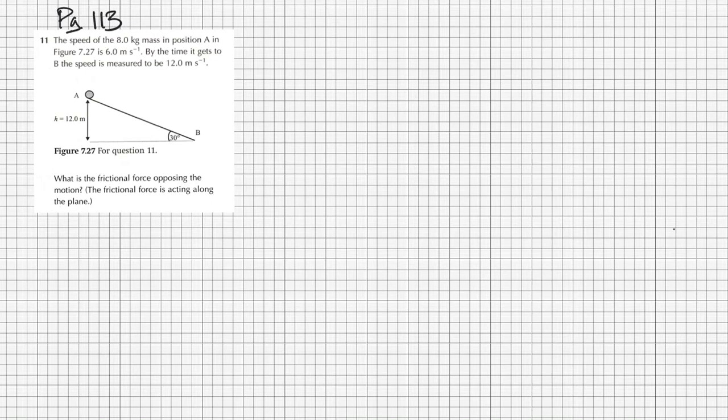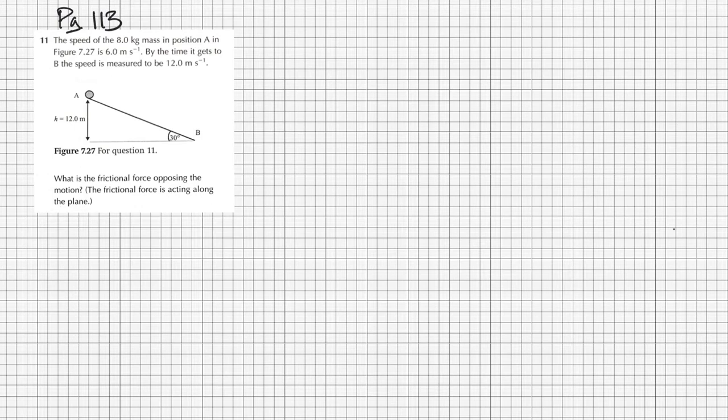All right, question number 11 says the speed of an 8 kilogram mass at position A is 6 meters per second. So it's going to be traveling down this way at 6 meters per second. By the time it gets to position B, it actually has increased its speed to 12 meters per second. And it asks, what is the frictional force opposing the motion? So that tells me that there is friction on this ramp. And then obviously we have a 30-degree ramp. So we got a lot of stuff going on here. We're starting at a height of 12. So let's dig into this.